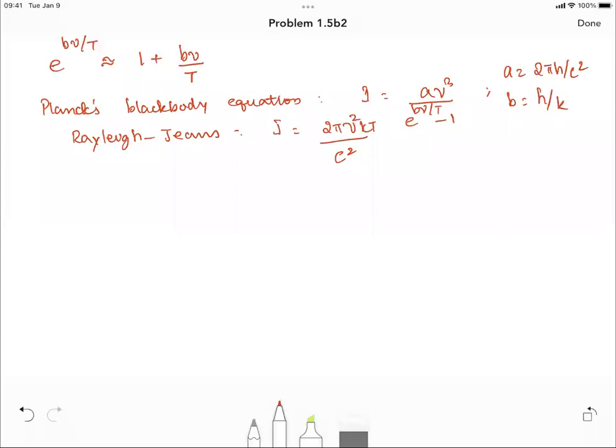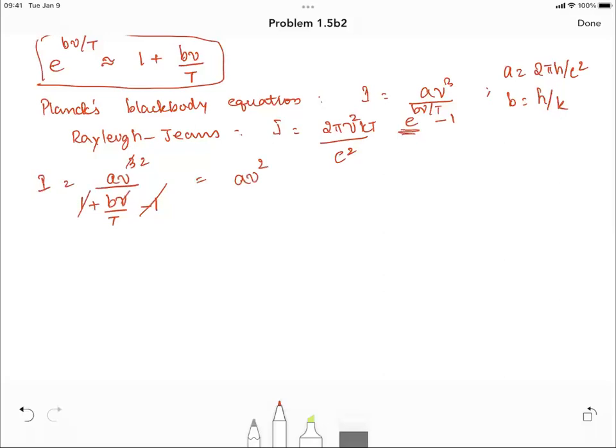Now that we have established this, let's work with Planck's blackbody equation. I can write that as A nu cube divided by e to the power, where the exponential term is approximated by this. We have just shown that. The 1 and the minus 1 cancel out, so we get A nu square divided by b. The t here is in the denominator of a denominator, so it goes to the numerator.